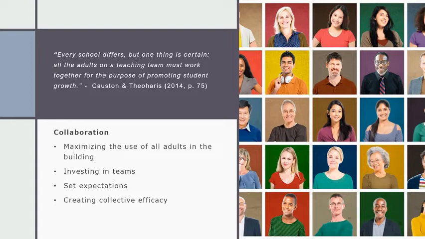An inclusion mosaic is composed of many different and unique human tiles, and the ultimate result of bringing these tiles together through collaboration is the success and growth of all students in our classrooms.